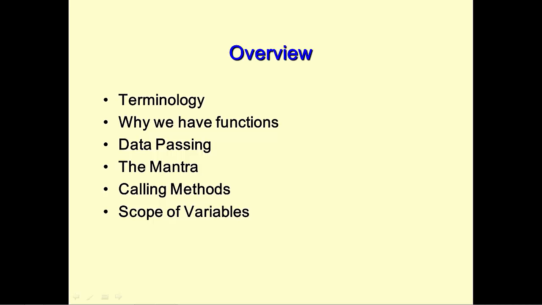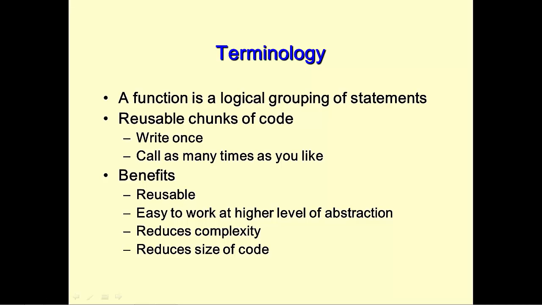So as an overview, we'll talk about terminology, depending on the kind of textbook that you're working in. We'll talk about why we have functions. We'll talk about data passing, something that I call the mantra. We'll talk about how to call these methods, and then we'll also talk about a tricky kind of concept called the scope of variables. So first of all, you need to be comfortable with the terminology that you're working with.